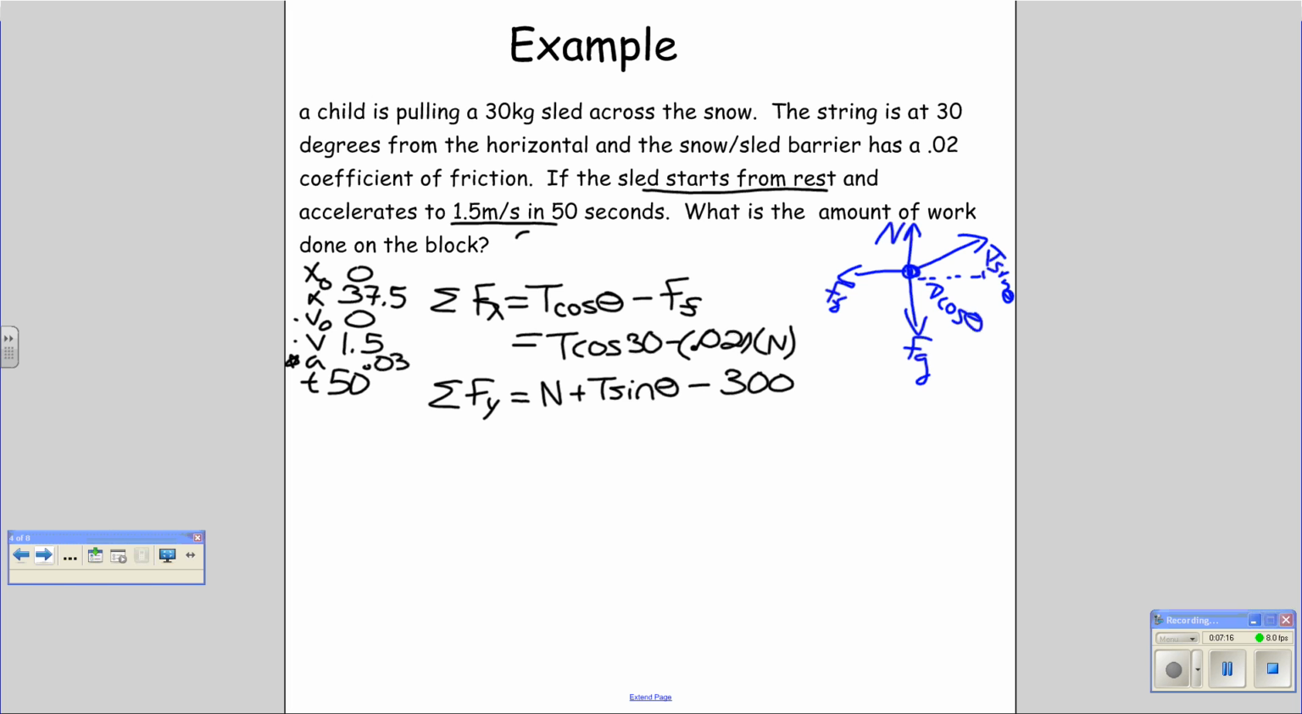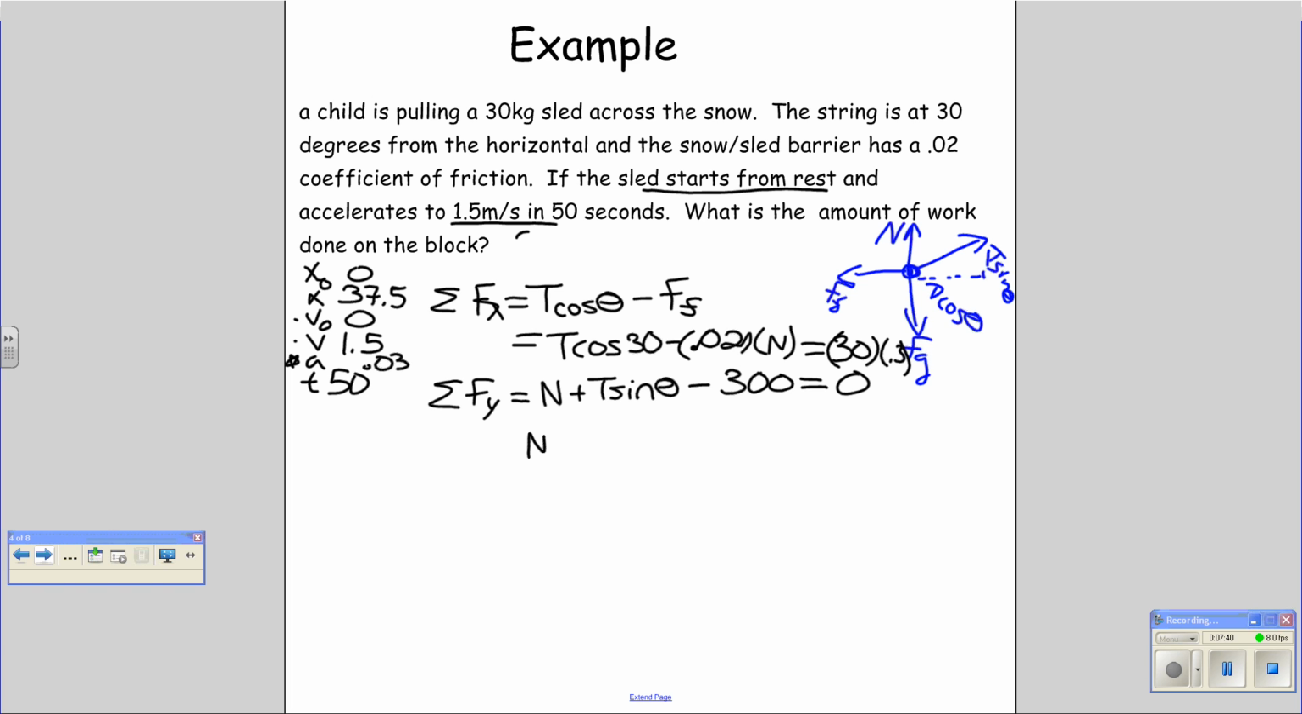Okay, so we have our sums. Now the force in the x direction equals mass times acceleration. We're accelerating in the x, so that equals 30 times 0.3, m times a. While in the y direction, we're not accelerating, so it equals 0.